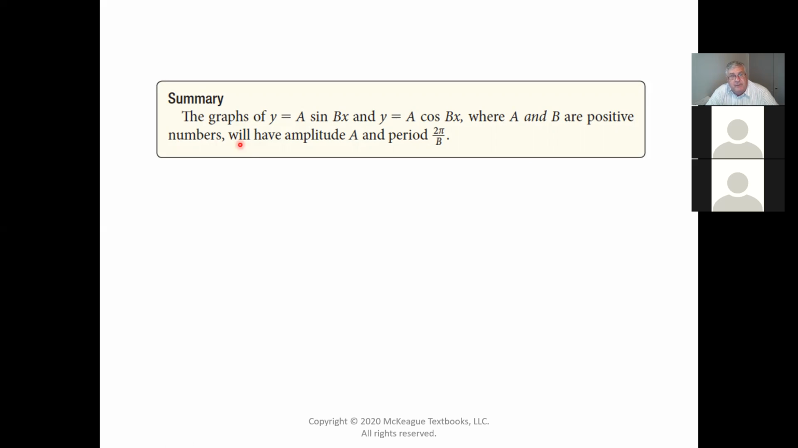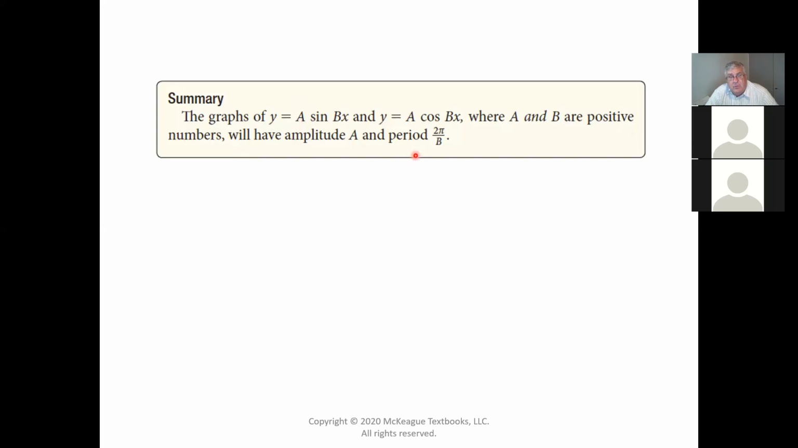So in general, ladies and gentlemen, if you take a trigonometric function sine of bx or cosine of bx and multiply it by some number a, the amplitude of the new function will be a. Actually, the amplitude is the absolute value of a, because a could be negative sometimes. Here they're specifying that a and b are positive, so the amplitude would just be a. But in general, the amplitude would be the absolute value of a.